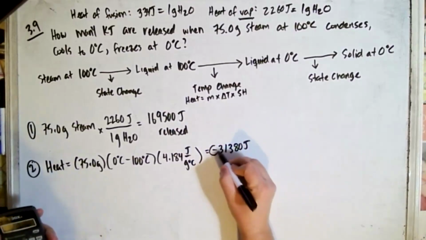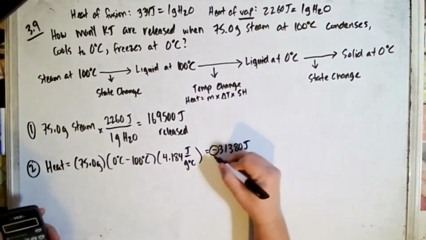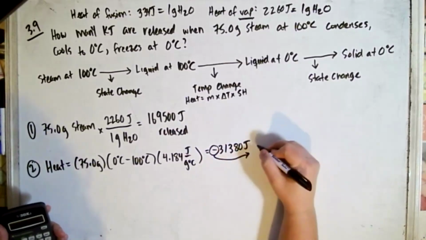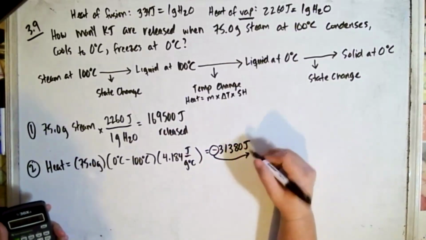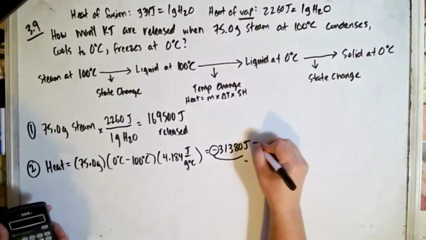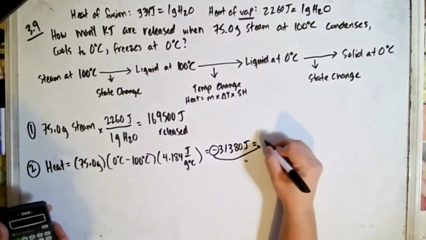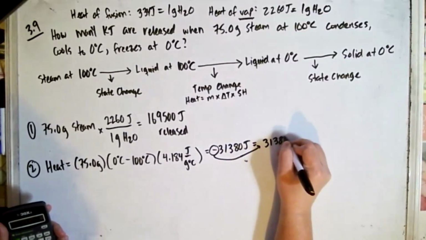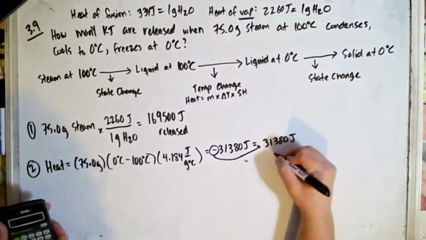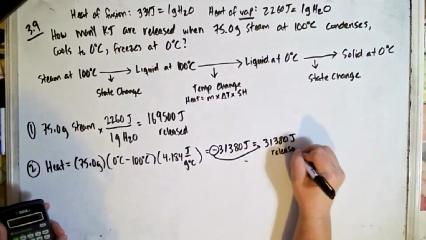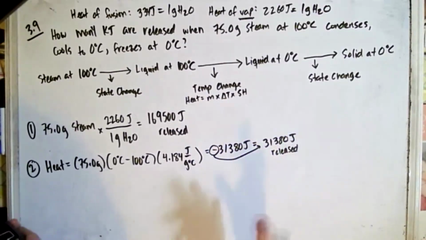And remember that this negative sign means that heat is being released. So this tells us that 31,380 joules of heat is released. Okay, we didn't turn these into kilojoules yet, but we'll do that before we add everything up.